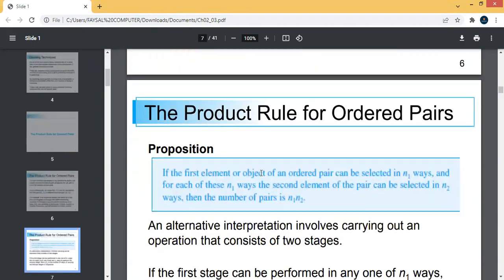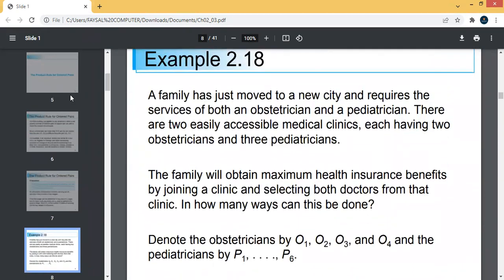Now moving towards the numerical of this part. Yes, this one. A family has just moved to a new city and requires the services of both an obstetrician and a pediatrician. There are two easily accessible medical clinics, each having two obstetricians and pediatricians. The family will obtain maximum health insurance benefits by joining a clinic and selecting both doctors from that clinic. In how many ways can they do this?